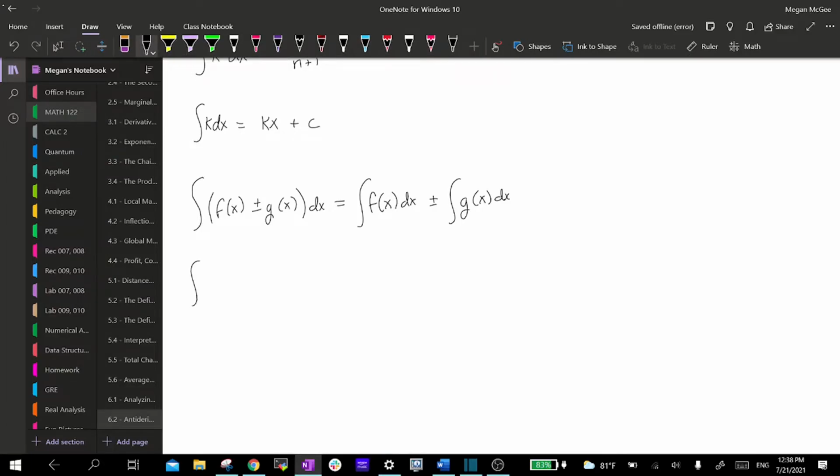Okay, then we have a constant multiple rule. So when we have a constant times a function, we can just pull that constant right out of our integral.